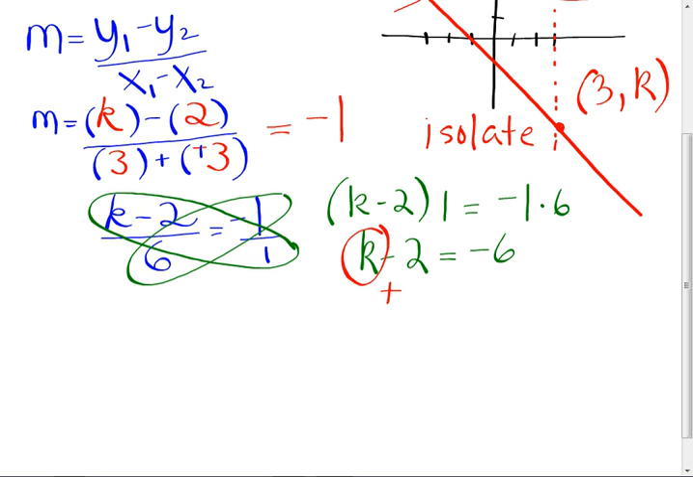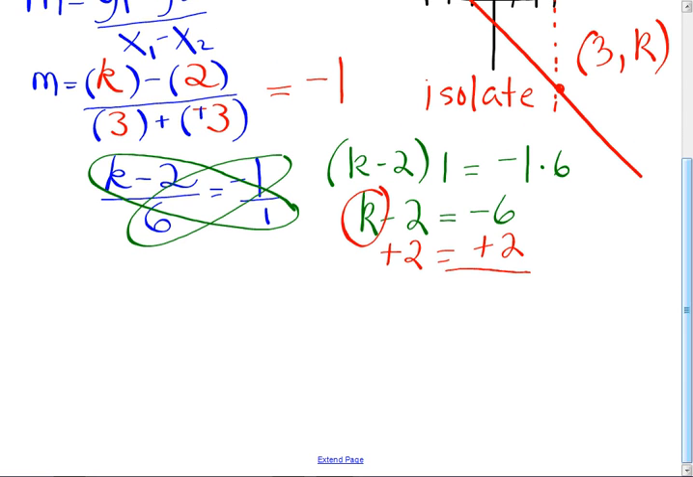K is very seriously ill, and negative 2 is going to get sick with k if we don't get rid of the negative 2. Plus 2, and you do it to both sides. Now, I can do this. I've been doing this for a long time, almost 50 years. So k is equal to what? Negative 6 plus 2, and negative 4.